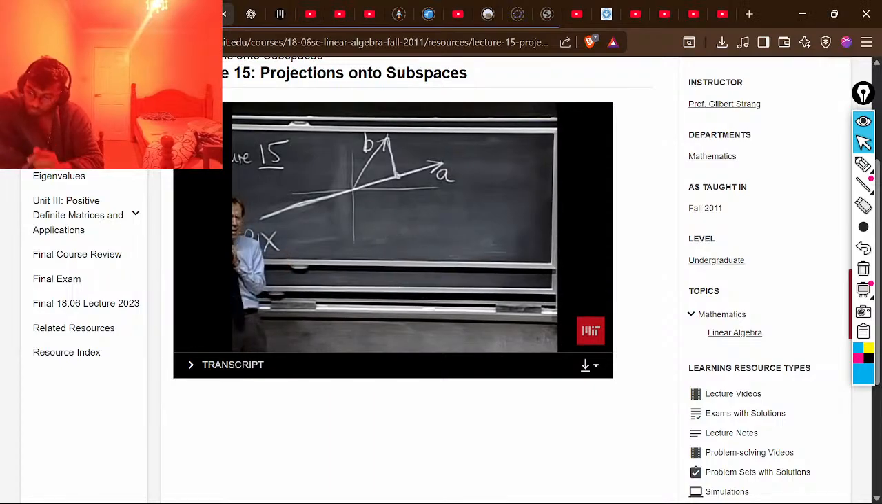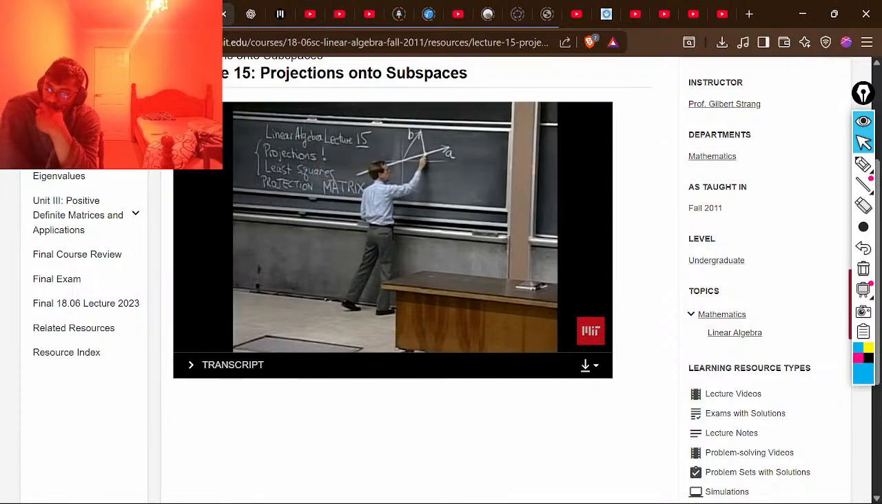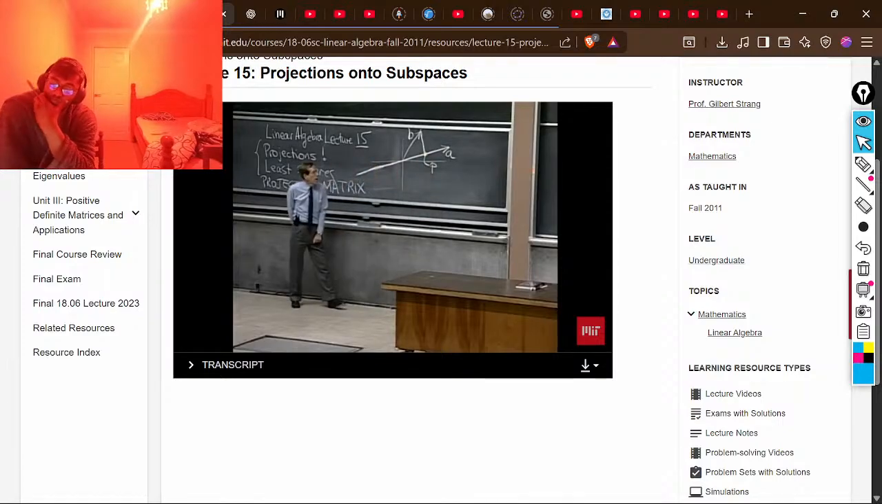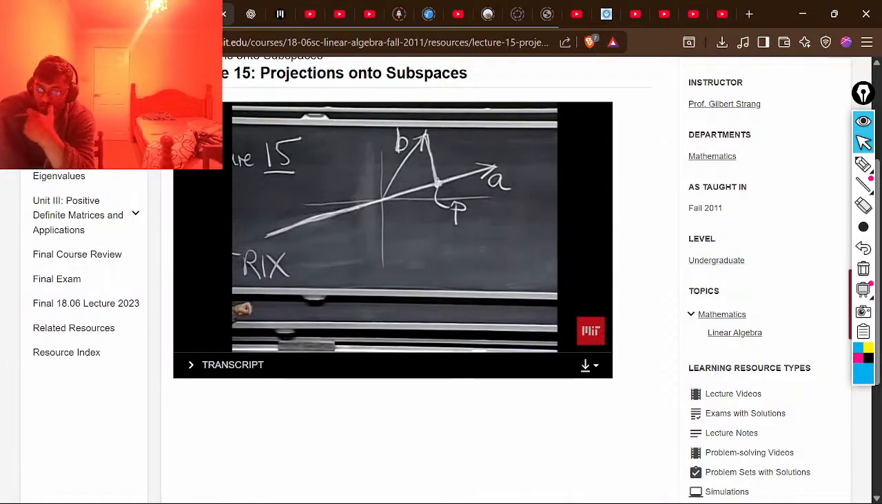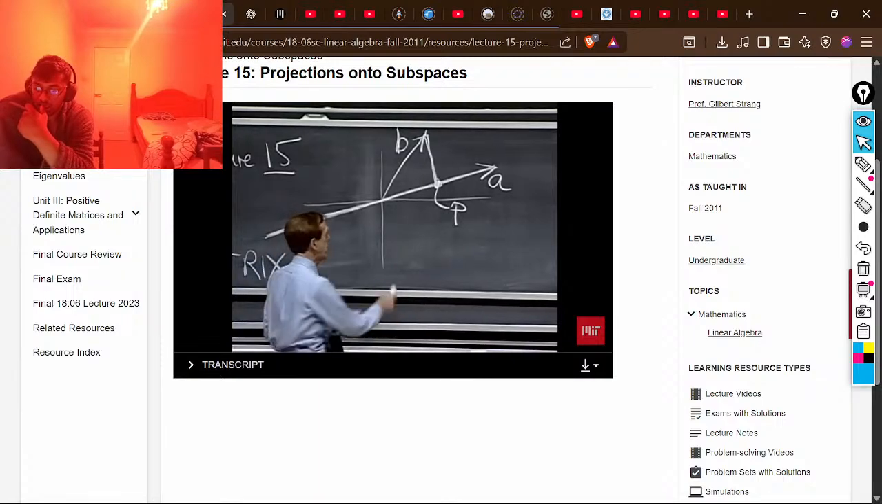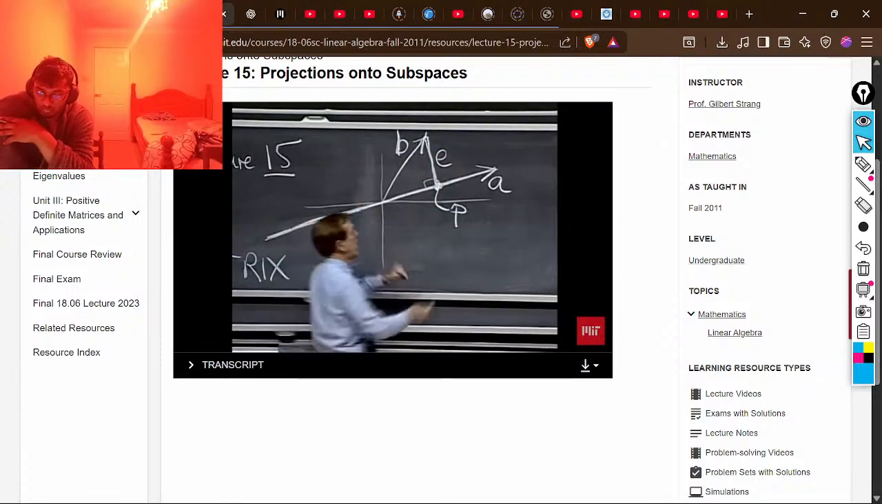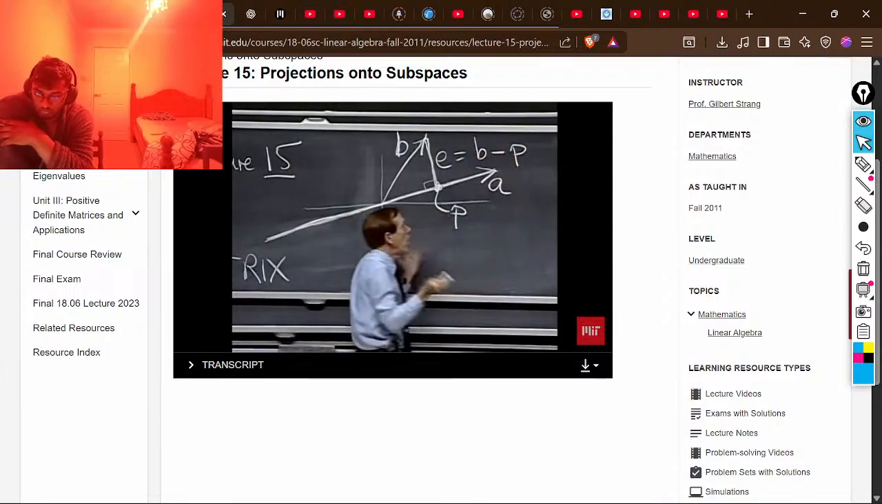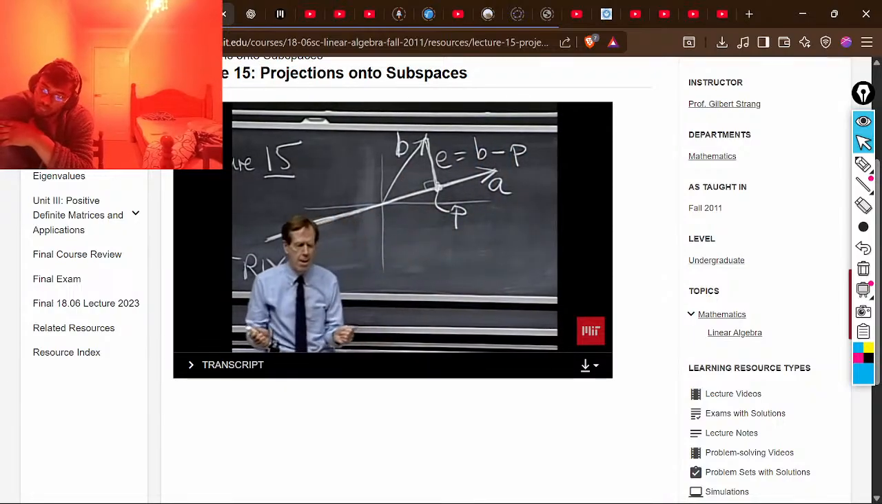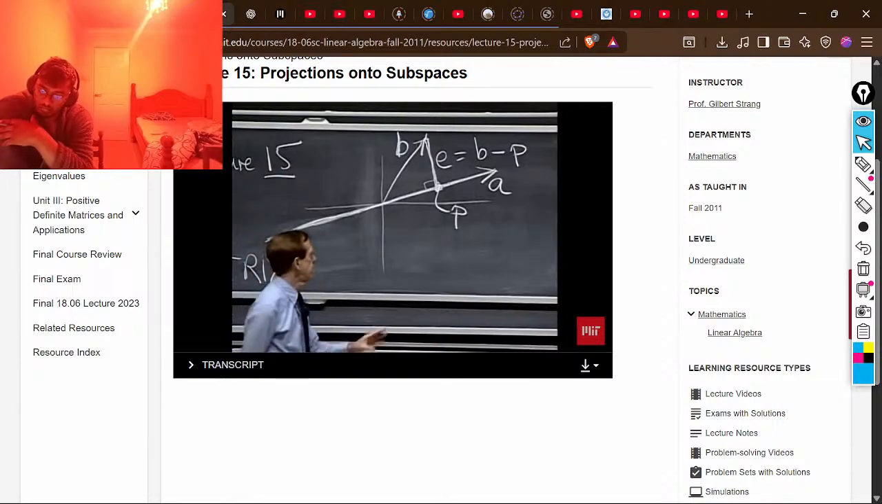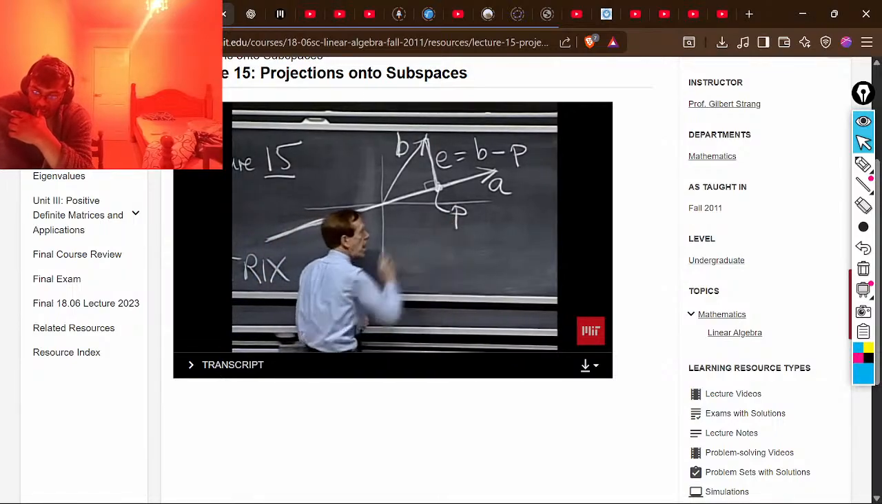Where does orthogonality come into this picture? The whole point is that this best point is the projection of B onto the line. Where's orthogonality? It's the fact that that's the right angle. But the error, this is how much I'm wrong by. This is the difference between B and P. The whole point is that's perpendicular to A. That's got to give us the equation. That's the one fact we know, that's got to tell us where that projection is.